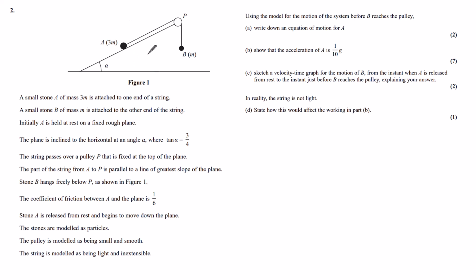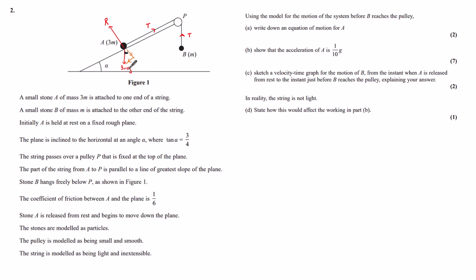So we've got attached to a string, so let's put tension in our string. Now the tension is going to be working away from our stone A and away from our stone B, so towards the pulley in both cases. A will have a normal reaction from the plane that it is resting on, so this R force is perpendicular to the plane. A's weight is 3mg, acting vertically downwards, where g is acceleration due to gravity.